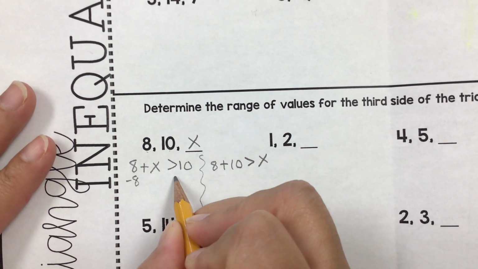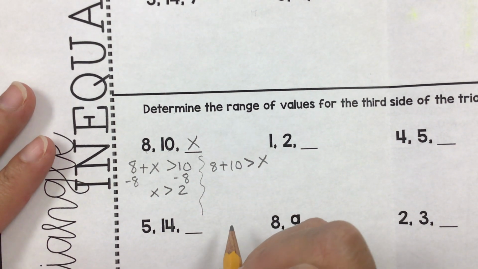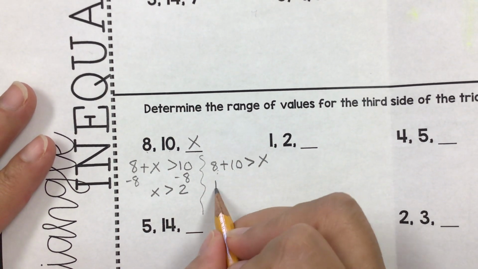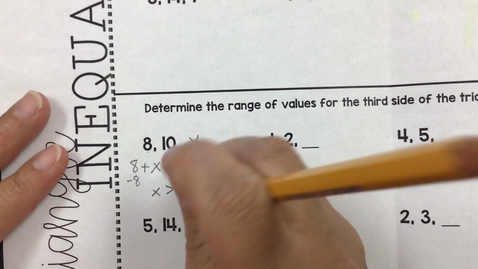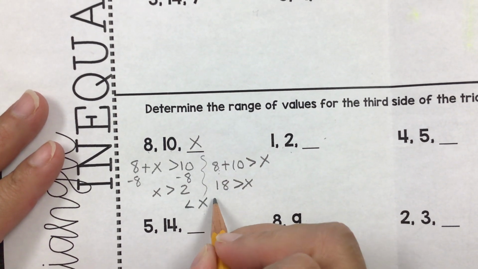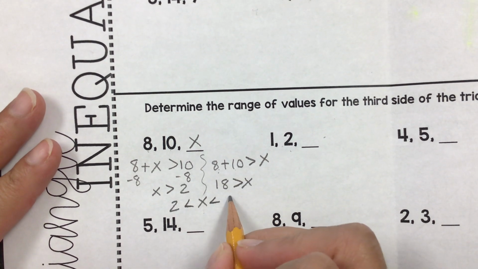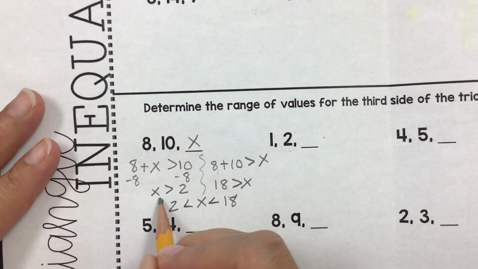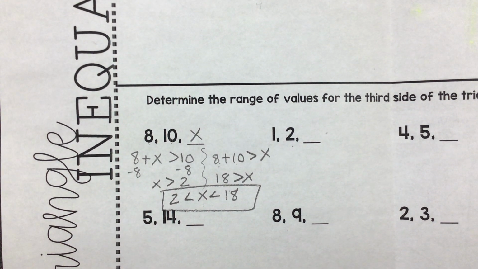We're going to subtract 8 from both sides. X is greater than 2. We're going to add these two together. 18 is greater than x. And then we have to set our inequality. It always has the x in the middle, these symbols facing that way. Smallest number to the left, the biggest to the right. So again, what that means is that that third side can be anywhere from 2 to 18 to be a possible third side.